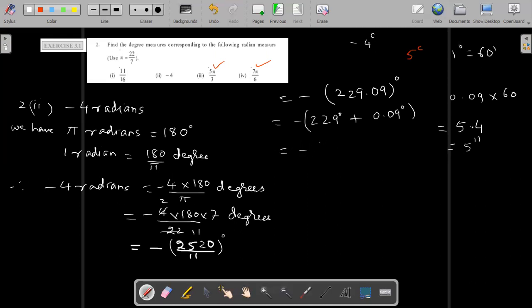So this will become minus 229 degrees 5 minutes. And then 0.4 is also left. So 0.4 again multiply with 60, because 1 minute is equal to 60 seconds. So again multiply, 6 times 4 is 24, and that will be 24 only. So we get 24 seconds.